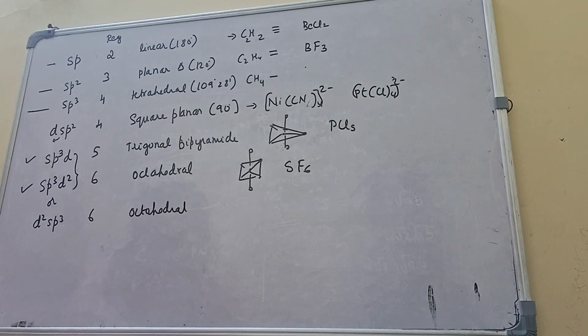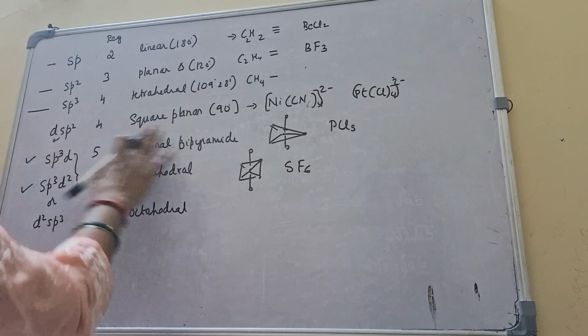Sp3d, it should be Sp3d. I have covered, right? Trigonal bipyramidal. 5 will have one more, but that's lone pair. Anyways, let's not worry about it.